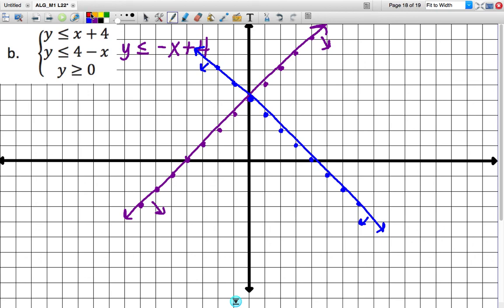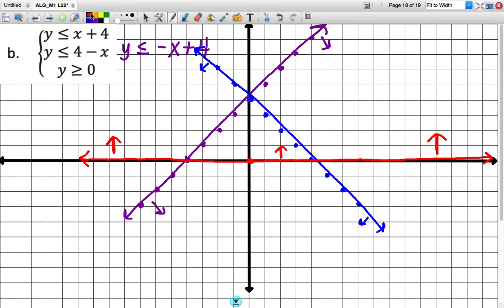Y is greater than or equal to 0. So you saw the x lines were vertical on the last problem, and y lines are horizontal. And where y is 0 is right here on the x-axis. So if you draw a thick solid line, because it has the bar underneath, and y is greater than this line, it's got to be everything above this red line.